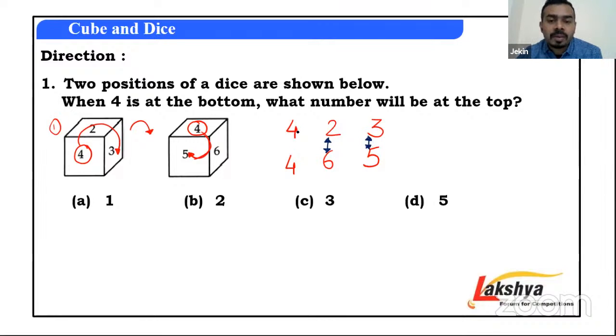So भाई बचा कौन सा नंबर? 4, 2, 3, 6, 5 हो गया. बचा कौन सा नंबर? 1, which means 4 का opposite 1 है. खत्म. Solved. हो गया. The answer is option A, 1. Done. You solve the sum. क्या किया? I'm going to repeat again.